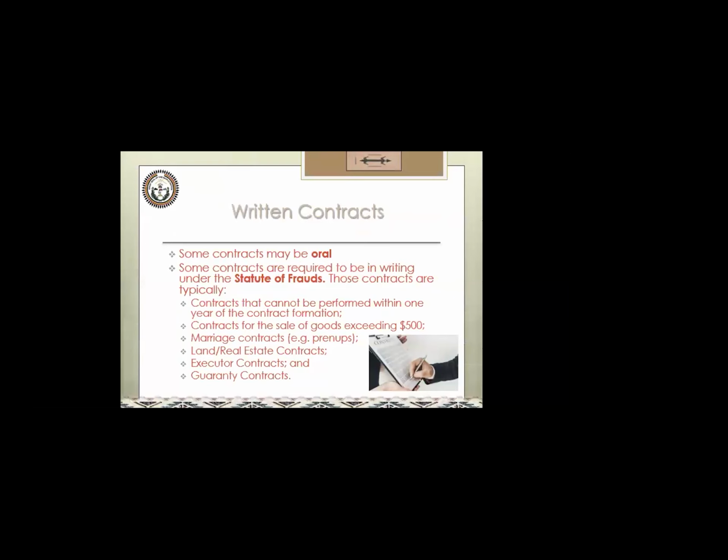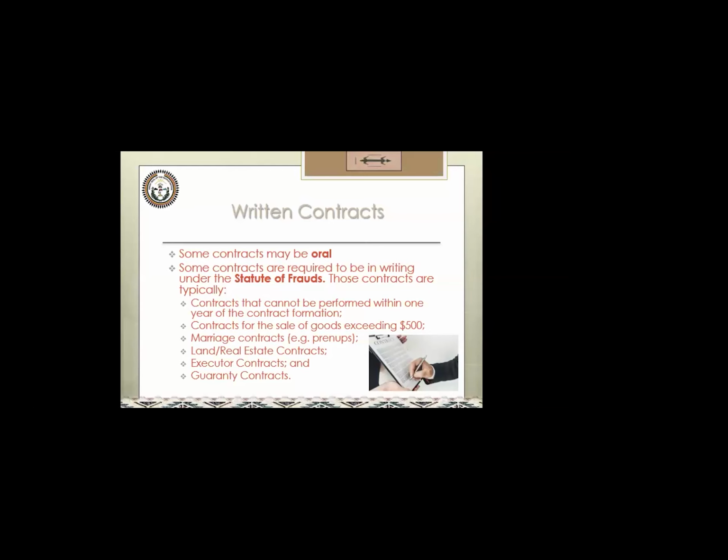Now, again, if you remember from the first workshop, we also talked about contracts that must be in writing. There's a law that's called the statute of frauds, and the statute of frauds will dictate whether or not a contract needs to be in writing. Under the statute of frauds, the following contracts need to be in writing: contracts that cannot be performed within 1 year from the contract formation, and contracts for the sale of goods exceeding $500. So if you're a business owner, a merchant selling products, and it exceeds $500, that contract needs to be in writing.